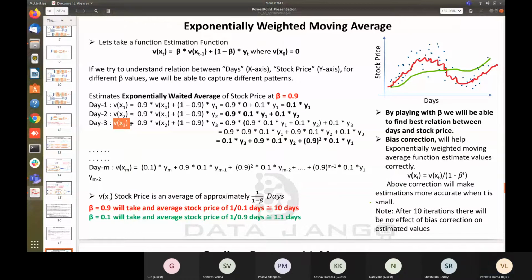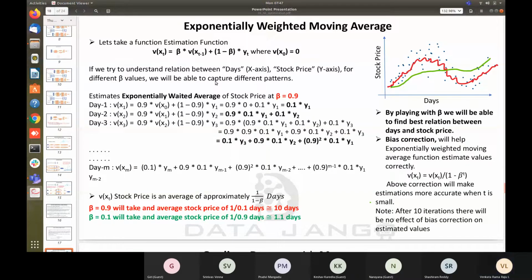Got it? The point here is beta 0 will help, but there is no understanding added of the previous steps, right? But when beta is equal to 0.9, we're adding previous steps' understanding, or previous steps' y values, to calculate the current value. Got it? V of xt is calculated using all the cumulative sum of the previous steps and the current step. Got it? Right? So this is the point you need to understand.